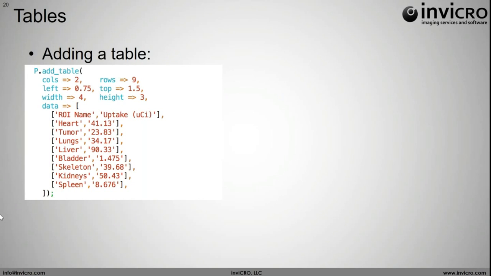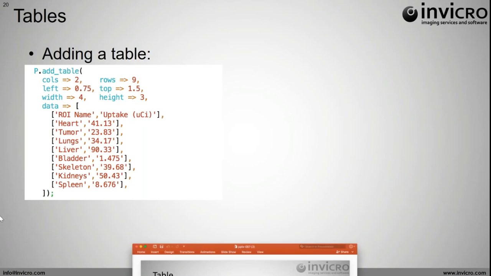Besides images and text, you can also do tables. This is a simple example where you define, I have 2 columns, 9 rows, should be at 0.75 inch on the left, top 1.5. Things like that depend on your template, so you have to work around, but very often the center is where you can put your content.